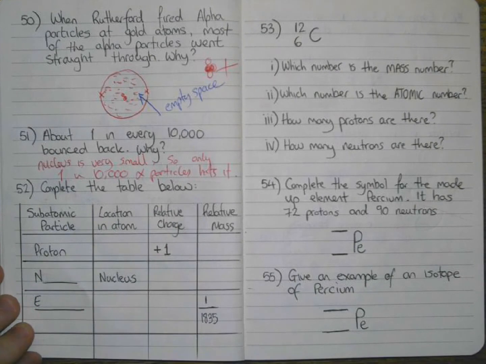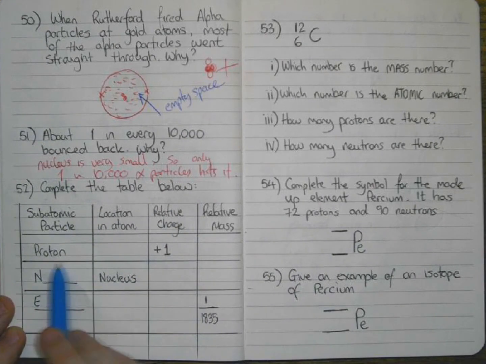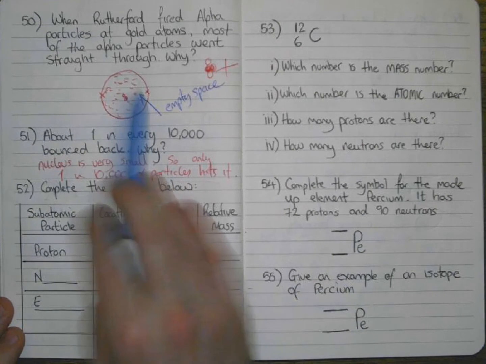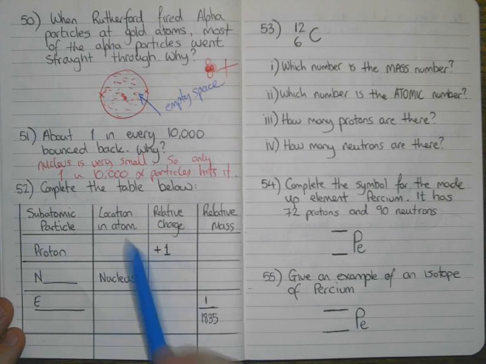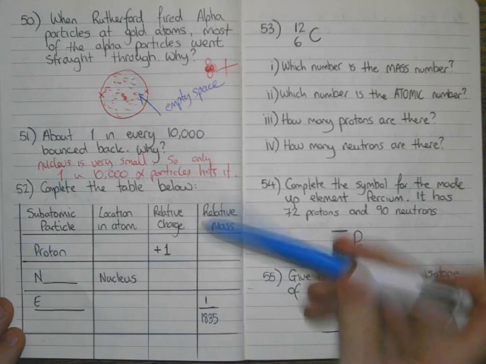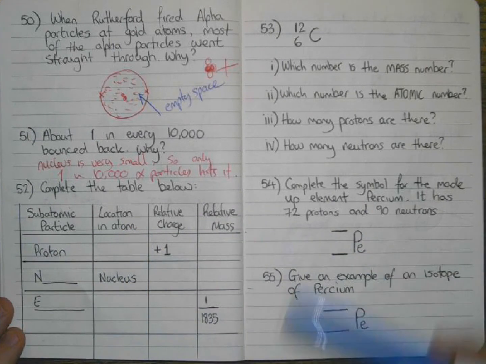Complete the table below. So the subatomic particles as part of the atom, we've been given 1 and we've got 2 more. One begins with an N, one begins with an E. Location, so whereabouts are these particles found, and what is their relative charge and relative mass. So I'm just going to give you a second, see if you can fill in the areas of the table on your own. Pause the video and give it a go.